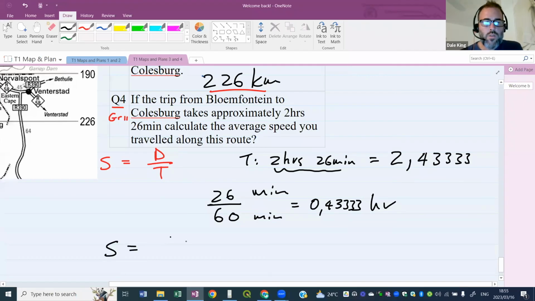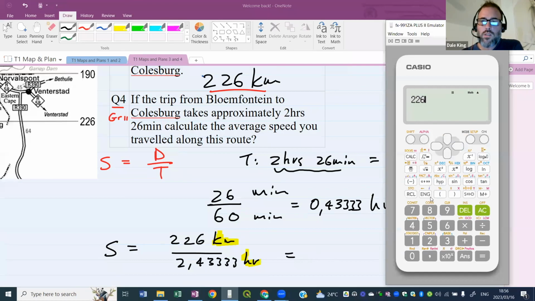Speed equals, the distance is 226 kilometers. Sonia, if you wrote the units here, you would see that you've got kilometers on the top. And what Sonia did was she changed the hours and minutes format into just minutes. Okay. But we need kilometers per hour, so we need hour format at the bottom here. So it's 2.43333 hours. Okay, so if you write your units here, kilometers and hours, you're going to get your answer out in kilometers per hour.